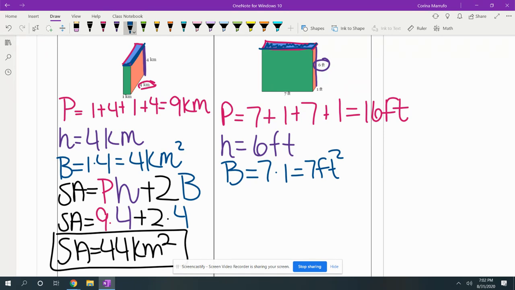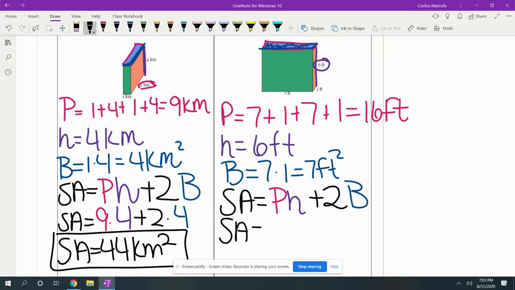So now that we have that, we have our surface area formula. Surface area equals PH plus 2B, and big B stands for the area of the base. Now that we know most of this information, we go ahead and plug it in. So P is 16 times our height, which is 6, plus 2 times our base. Our base here is 7. So we go ahead and plug that all into our calculator.